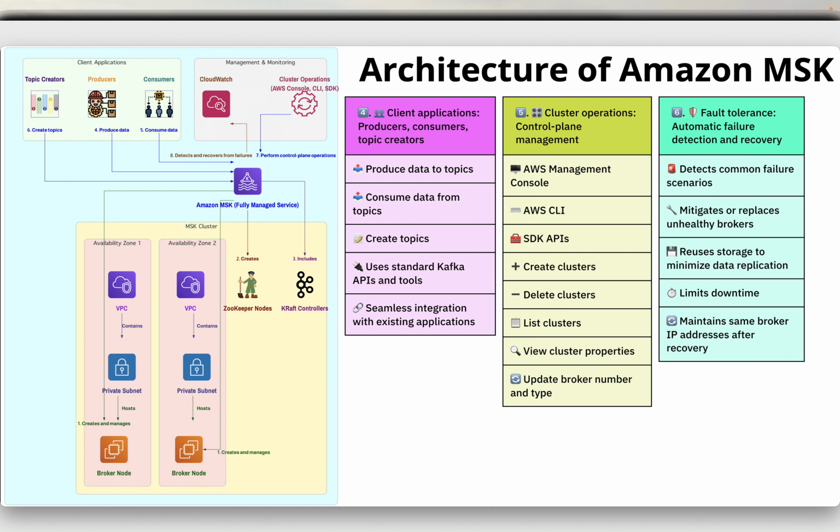Amazon MSK includes built-in fault tolerance features. It automatically detects and recovers from common failure scenarios, ensuring minimal impact on your applications. When a broker failure is detected, MSK mitigates the issue or replaces the unhealthy broker, often reusing storage to minimize data replication. This process limits downtime and allows your applications to continue operations with the same broker IP address after recovery.